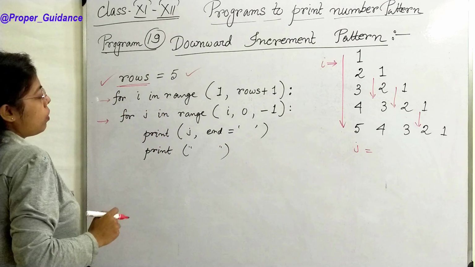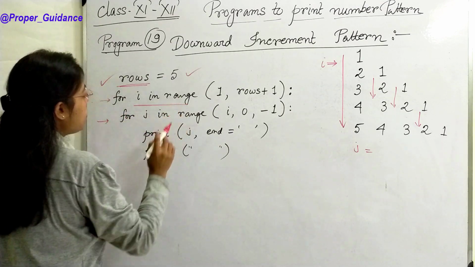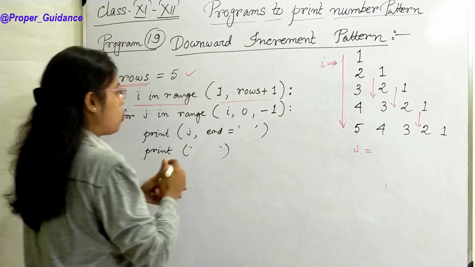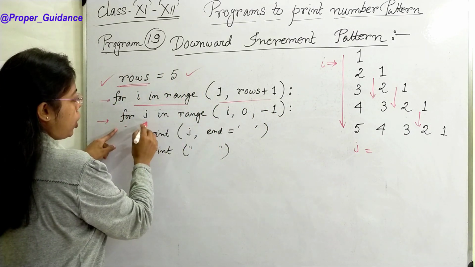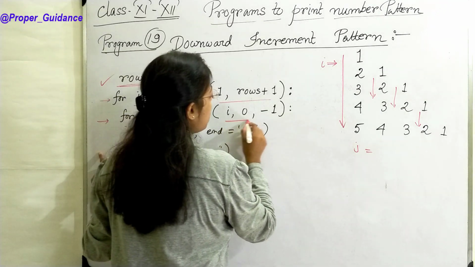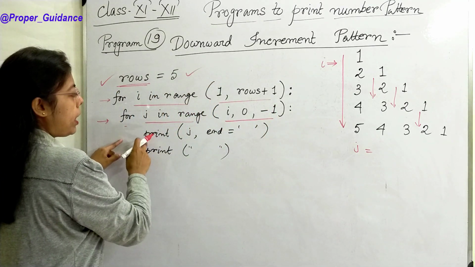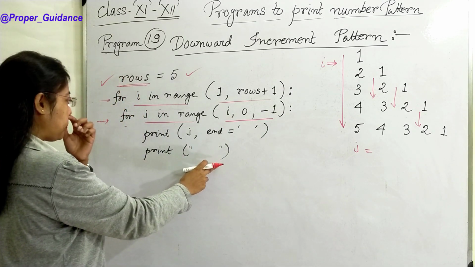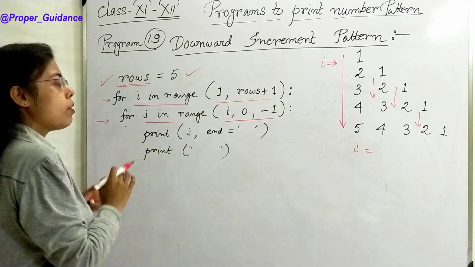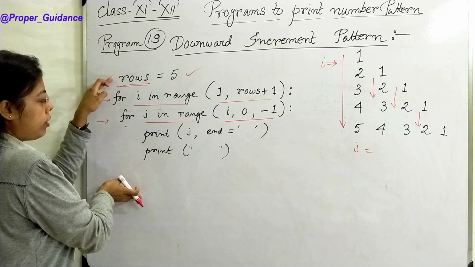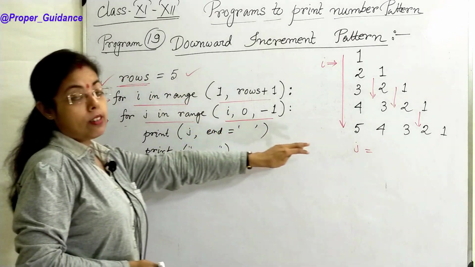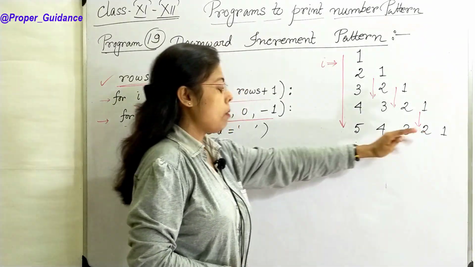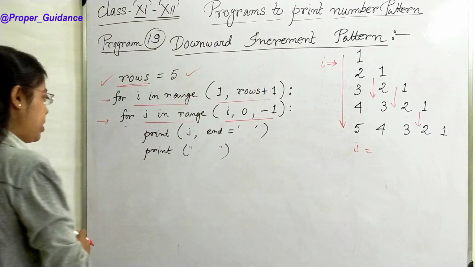So here the first for loop is for I in range 1, rows plus 1, then for j in range I, 0, minus 1, print j, end space, print new line. So this is our program. When we execute this particular code snippet in the system, we will get this pattern of numbers displayed.